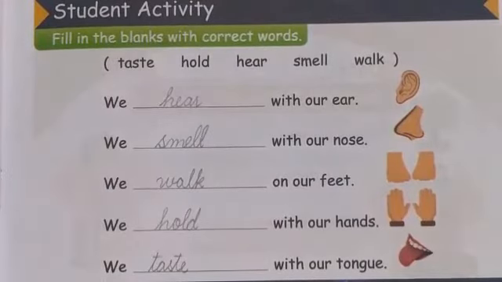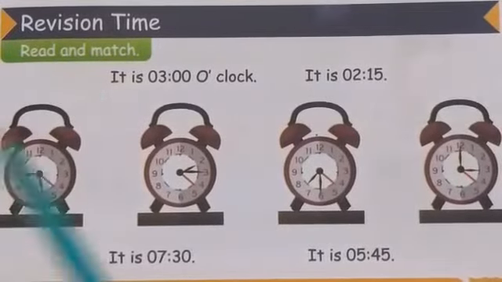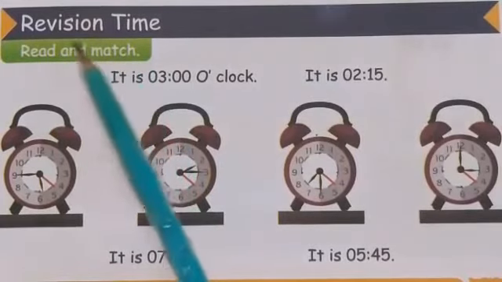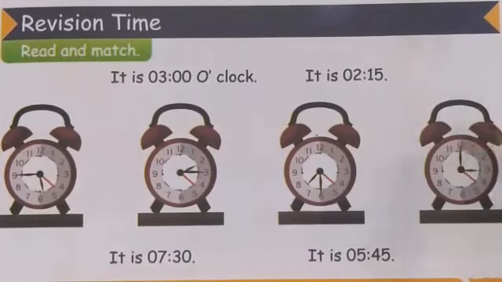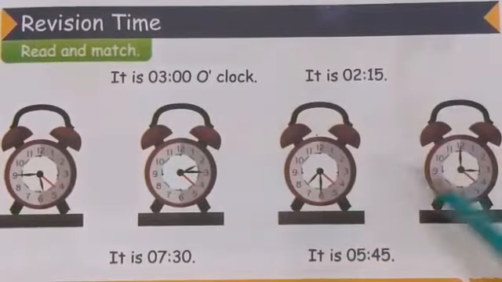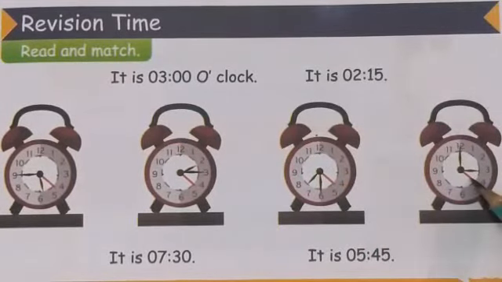Okay, now let's move to the last activity, which is revision time. What are we going to do in revision time? Read and match. First look at the clocks. It is 3 o'clock. Look at the clock carefully and match. Yes, it is 3 o'clock because the large hand is on 12.